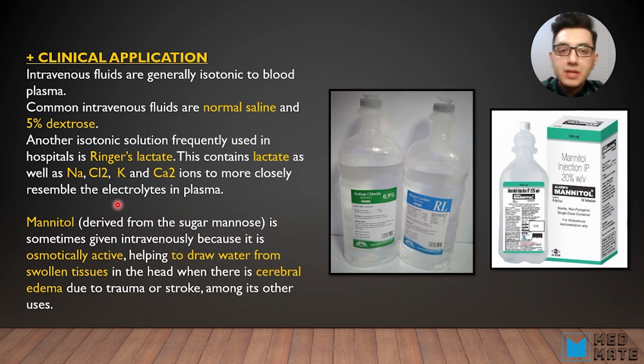But meanwhile, we have other kinds of intravenous fluid that are not isotonic. For example, mannitol, you can see the photo here. Mannitol is derived from the sugar mannose and is sometimes given intravenously because it is osmotically active. It's prescribed to patients having cerebral edema, and it helps with drawing water from swollen tissue. For example, in patients that had trauma or stroke, we prescribe this intravenous fluid.